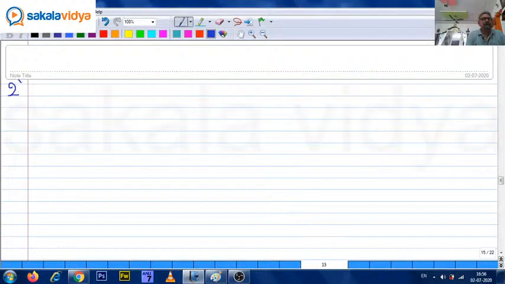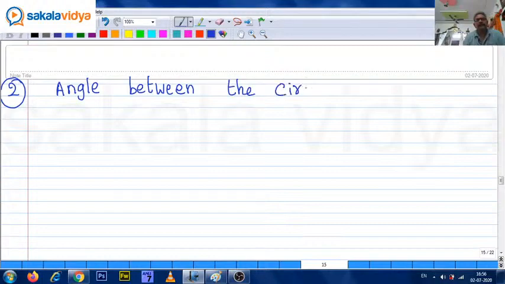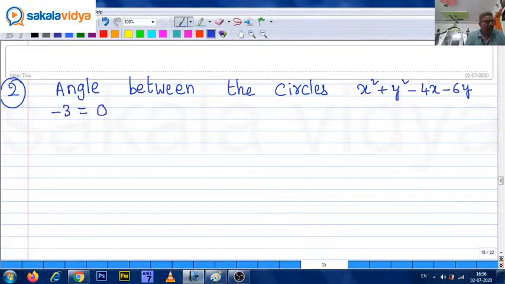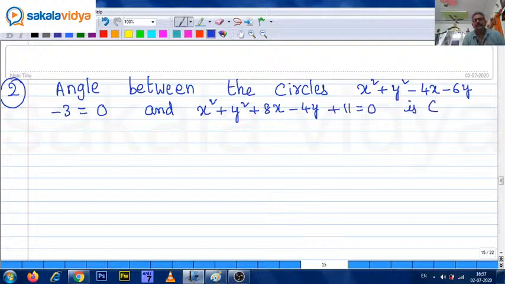Second problem. Angle between the circles x square plus y square minus 4x minus 6y minus 3 equals 0 and x square plus y square plus 8x minus 4y plus 11 is equal to 0 is, this is the question.